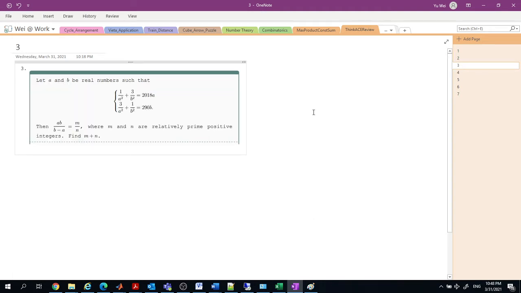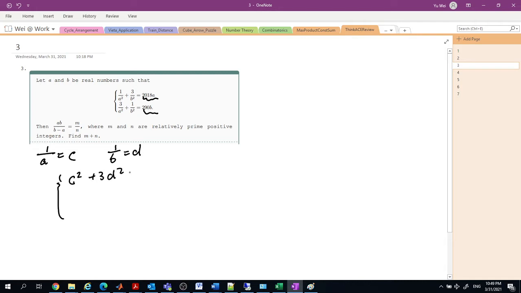Okay, for problem 3, there is very good symmetry here. It's 1 over a squared but 3 over b squared, and 3 over a squared and 1 over b squared. The pretty annoying part is a and b in the denominators. So let's set c equals 1 over a and d equals 1 over b, and rewrite the equation as c squared plus 3d squared equals 2018 over c.